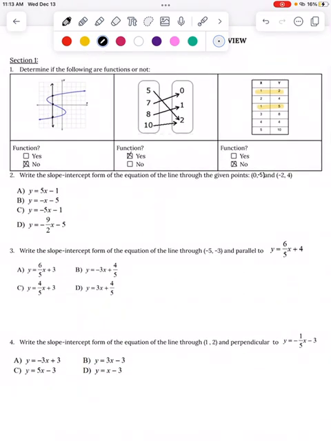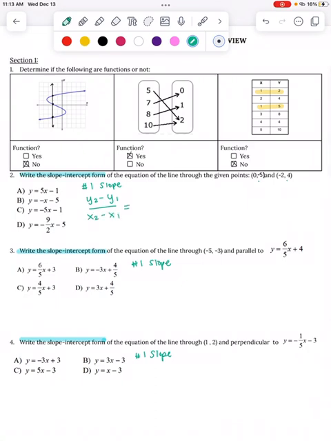Your next ones, we have 3 that ask you to write the slope intercept form. All 3 of these, we're going to do a very similar process. So first thing we're going to do is find the slope. All right, first things first, finding our slope. We have 2 points. So I'm going to use my equation, y2 minus y1 over x2 minus x1.